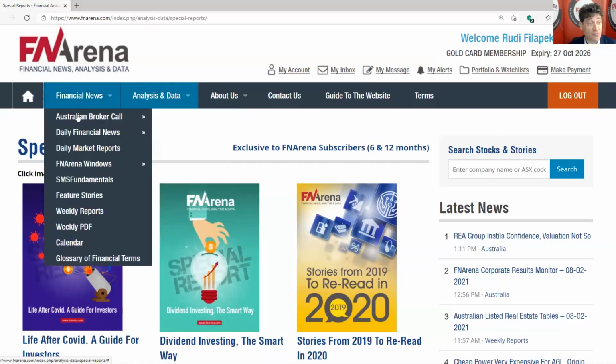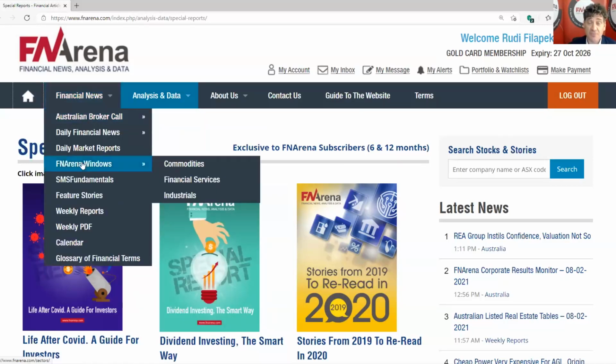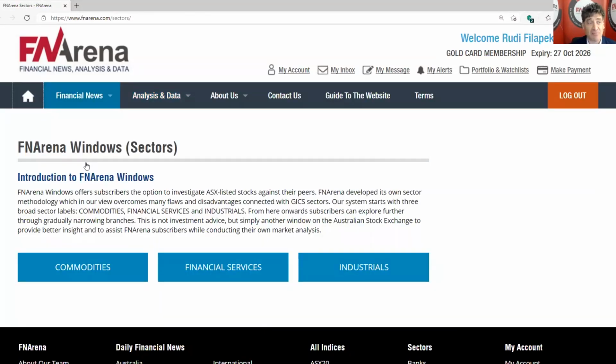Last thing I want to show you is the FNArena Windows. We were very proud, and we spent quite a lot of time on this, but we are also aware that this is probably not widely used by many of you. And we recently refined it a little bit. Windows is essentially the share market divided by sectors and trying to compare peer with peer stocks. The way it starts off is with commodities, financial services, and industrials. And let's just, for the sake of argument, take commodities.